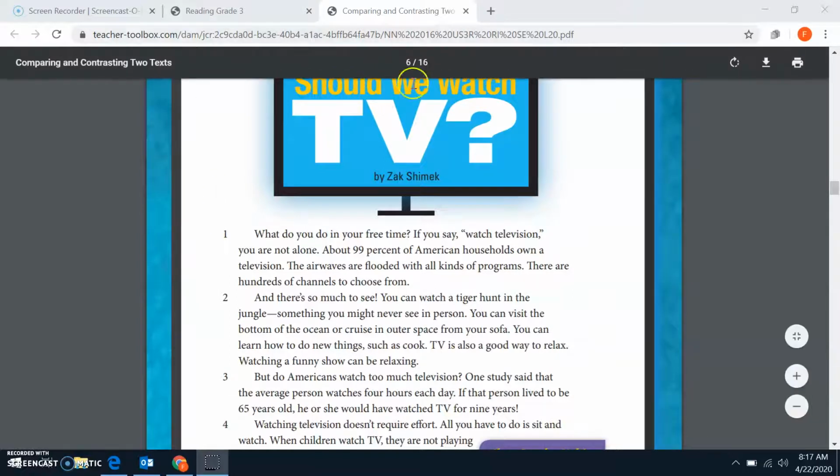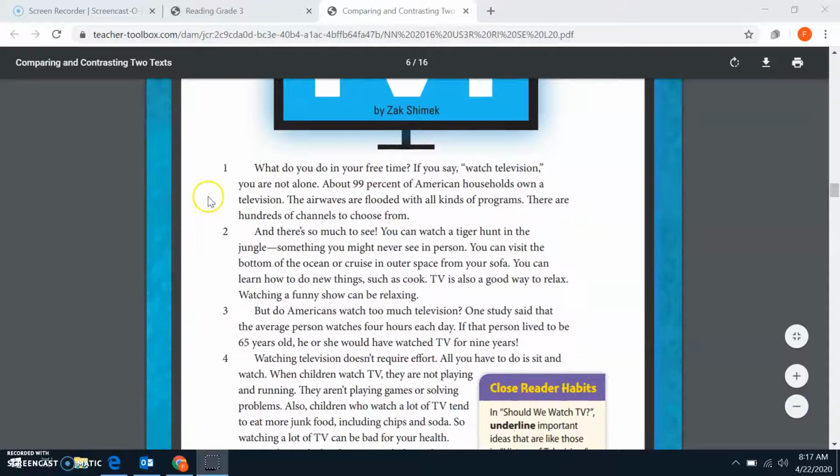It says, should we watch TV? What do you do in your free time? If you say watch television, you are not alone. About 99% of American households own a television. The airwaves are flooded with all kinds of programs. There are hundreds of channels to choose from. And there's so much to see. You can watch a tiger hunt in the jungle, something you might never see in person. You can visit the bottom of the ocean or cruise in outer space with your sofa.